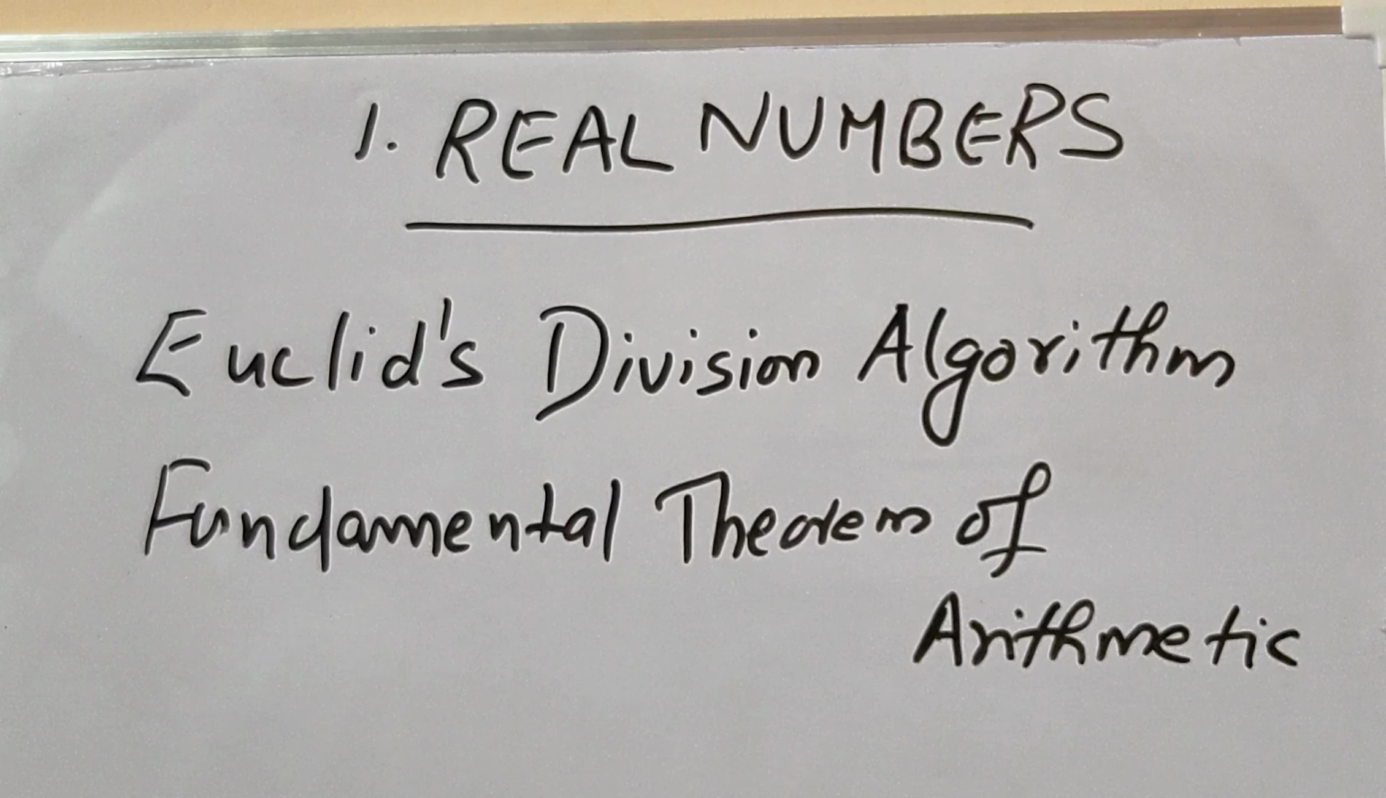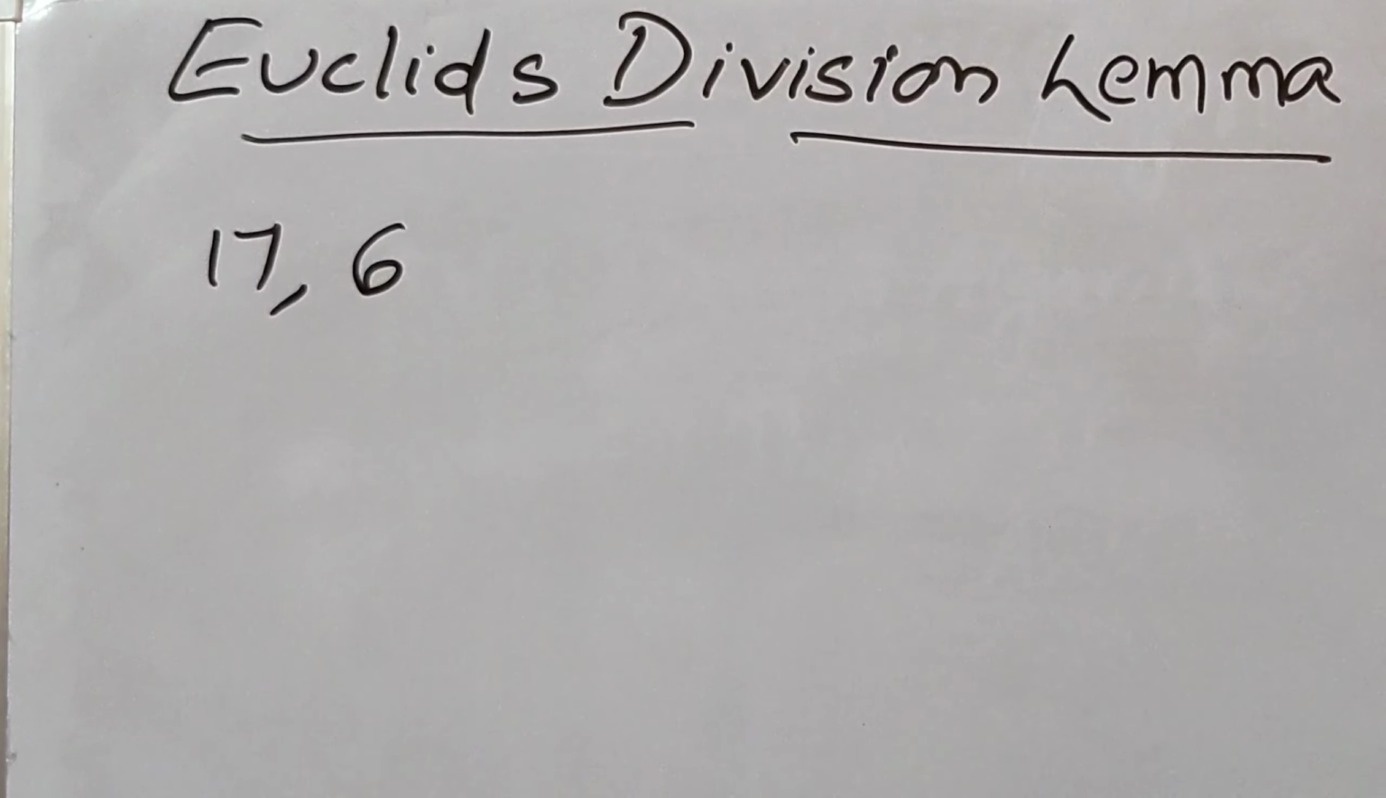As the name suggests, it has something to do with the divisibility of integers. All of you are familiar with dividing a positive integer by another positive integer. Here instead of algorithm we are using the other word, lemma: Euclid's division lemma. In order to study Euclid's division lemma, we have to use divisibility. So we are considering two positive integers, 17 and 6, and we are going to divide 17 by 6 to get the quotient and the remainder.